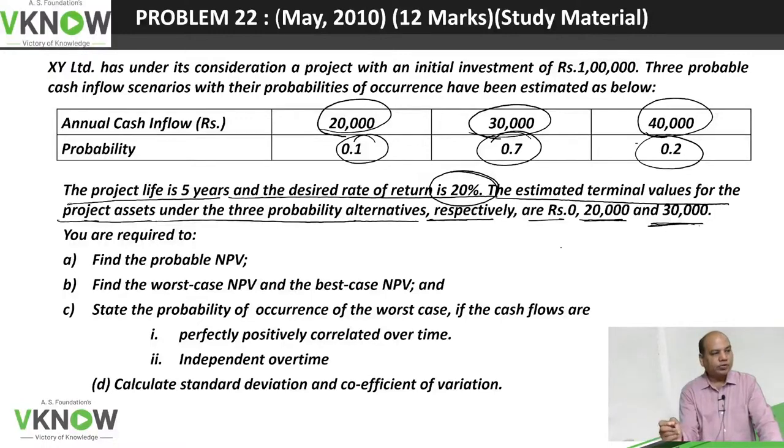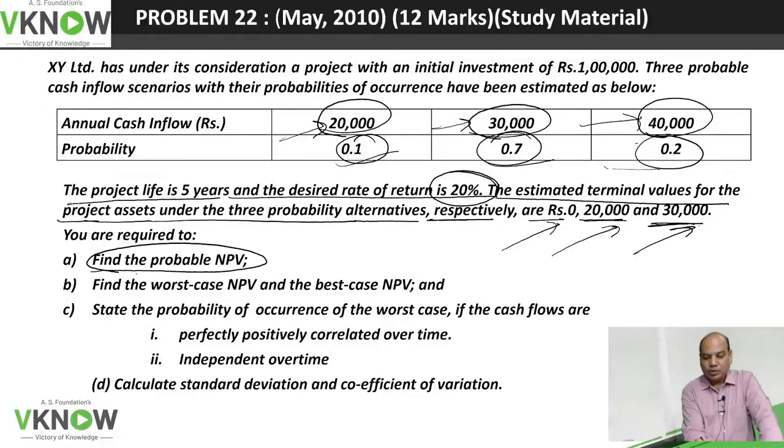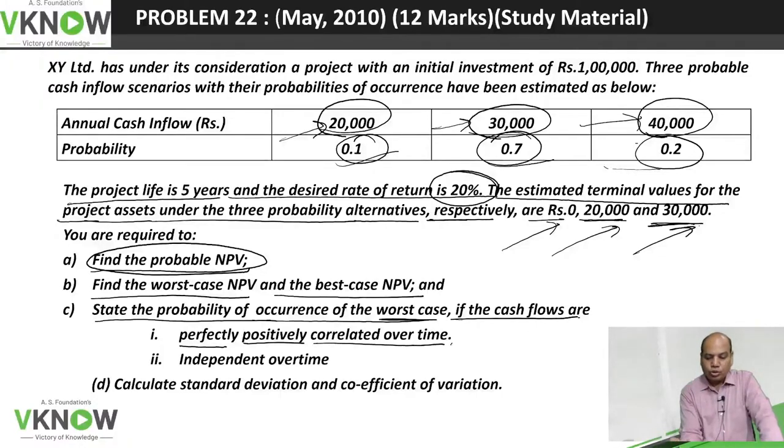So this is like the previous question only. These are the three possibilities. This is annual cash inflows. These are respective salvage values. Find out the probable NPV. Same problem. Find out the worst case NPV and best case NPV and state the probability of occurrence of worst case if cash flows are perfectly positively correlated over time, and second, independent over time. Right? Calculate standard deviation and coefficient of variation.